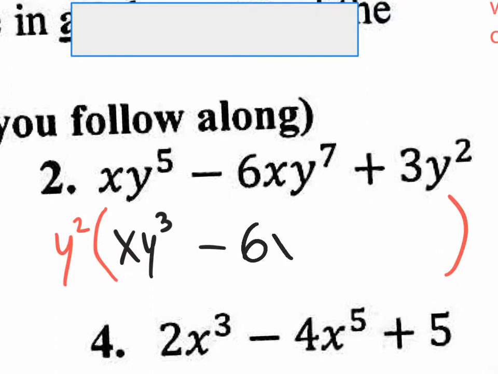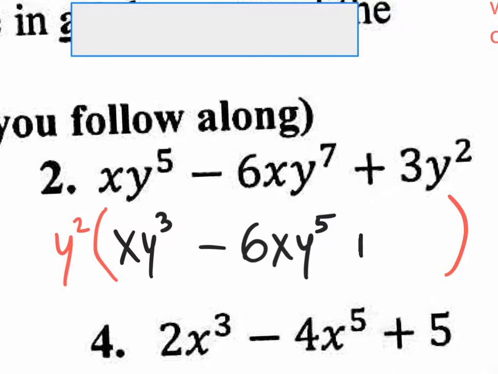I will have an x. But what about the y's? How many y's do I need to have right here in order for it to become 7? 5, that's right. Okay, so I'm going to put a 5 right here. Are you guys with me? Okay, now for the last term. Y squared times what will get me a positive 3y to the 2nd?